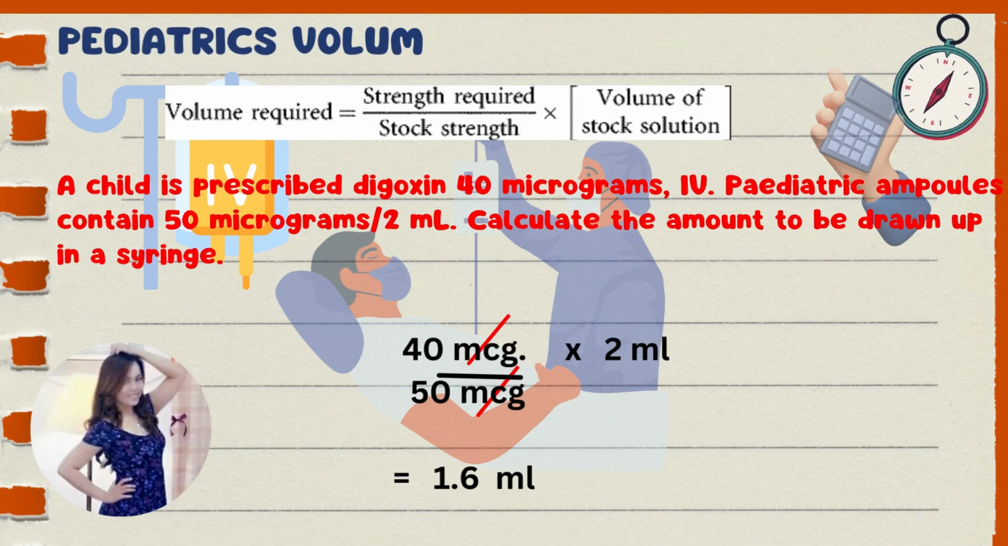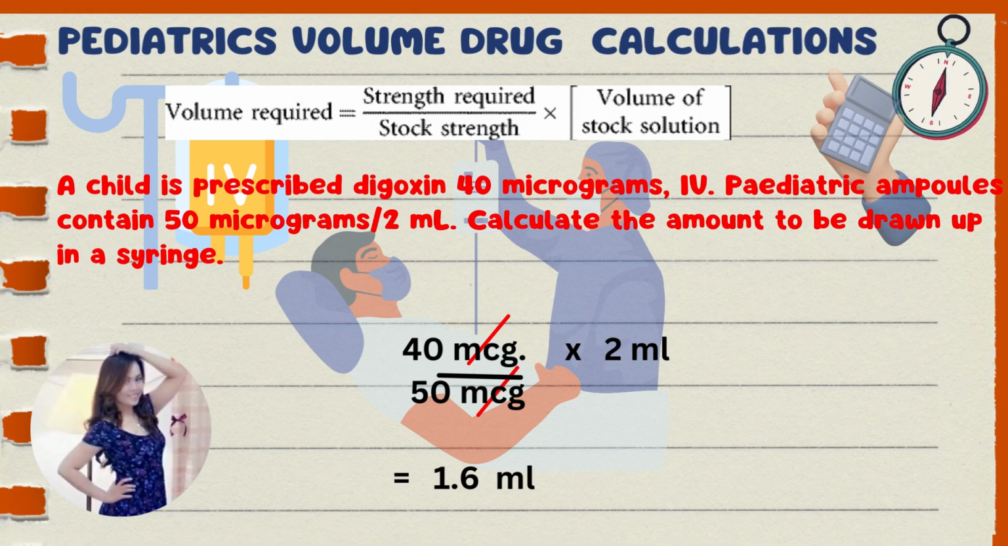Another example: a child is prescribed digoxin 40 micrograms IV. Pediatric ampules contain 50 micrograms per 2 ml. Calculate the amount to be drawn up in a syringe. The formula is volume required equals strength required divided by stock strength times volume of stock solution. So 40 micrograms divided by 50 micrograms times 2 ml. The answer is 1.6 ml to be drawn in the syringe.